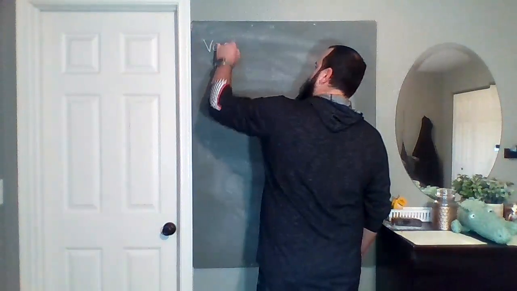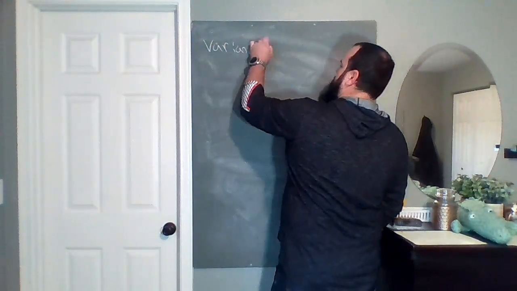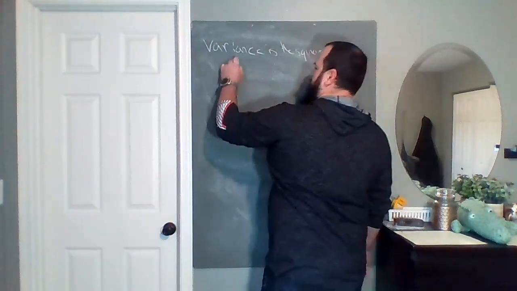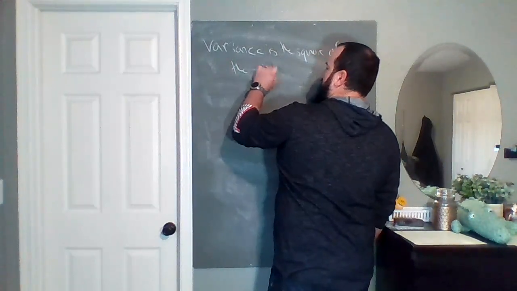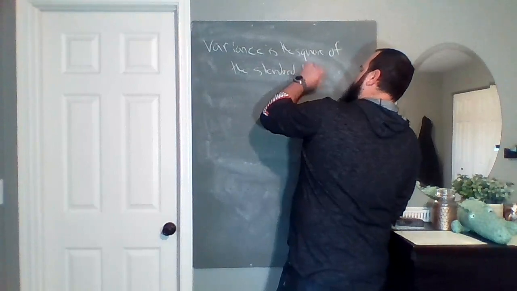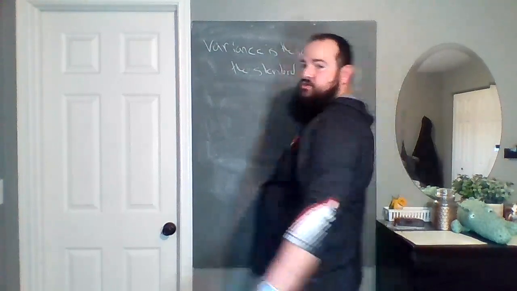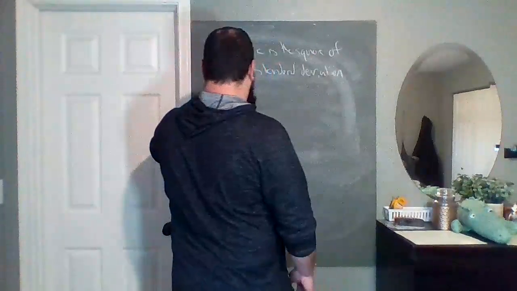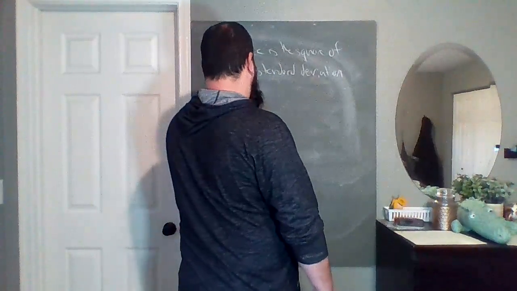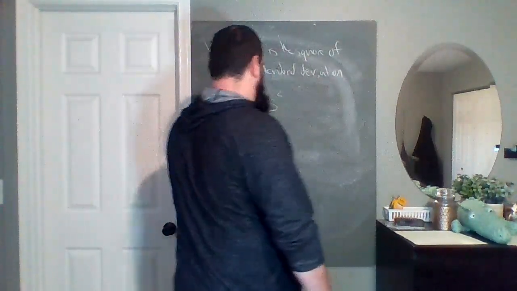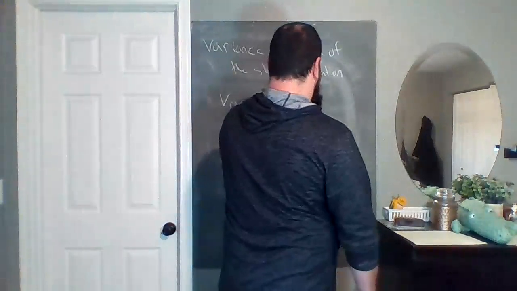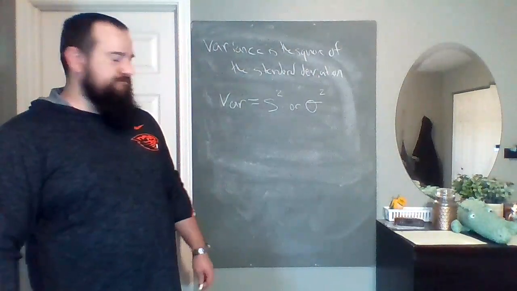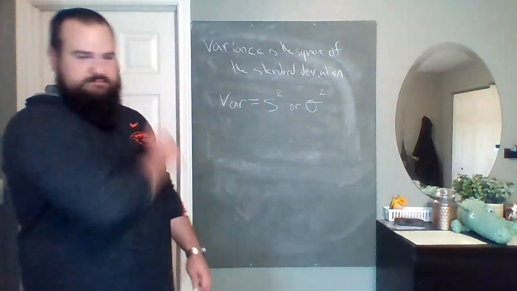Variance is the square of the standard deviation. Okay? Variance is the square of the standard deviation. In other words, the variance is equal to S squared or sigma squared, depending on whether you deal with a population or a sample. That's it. That's all I'm going to talk about variance. We're done.